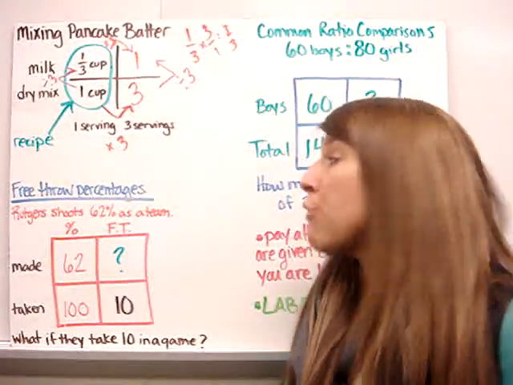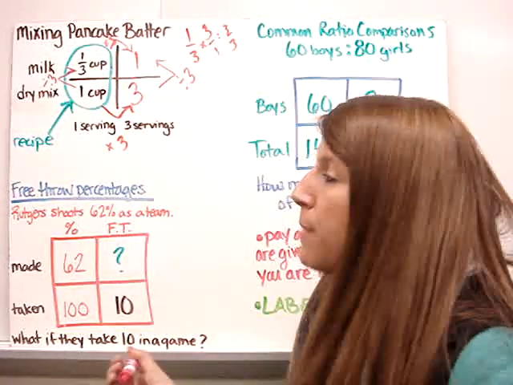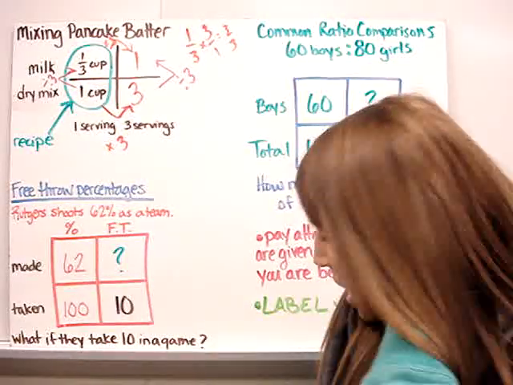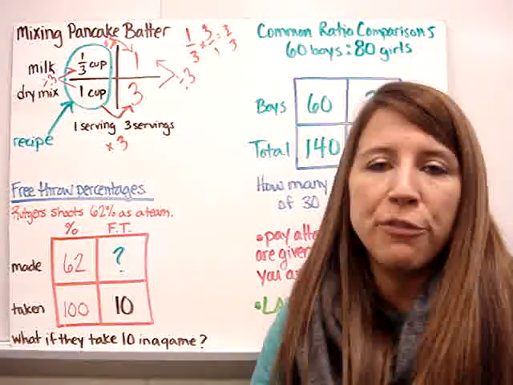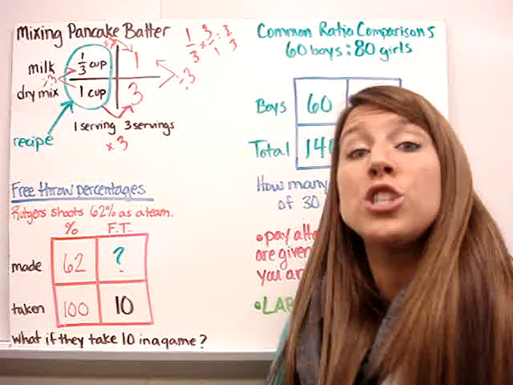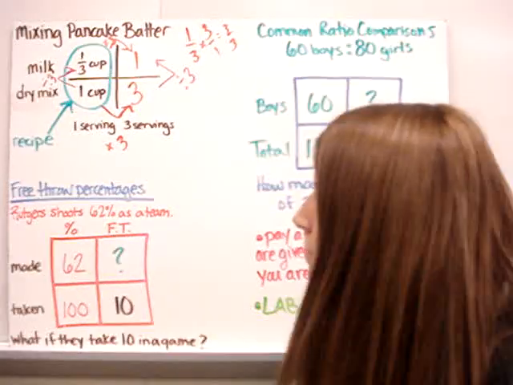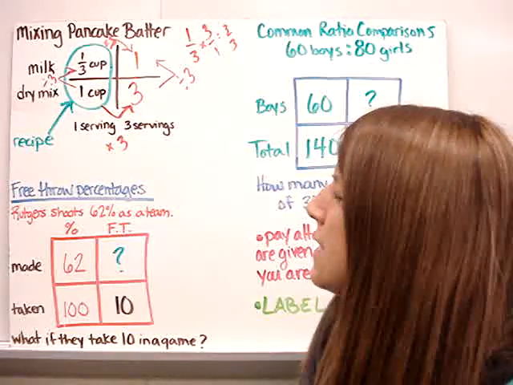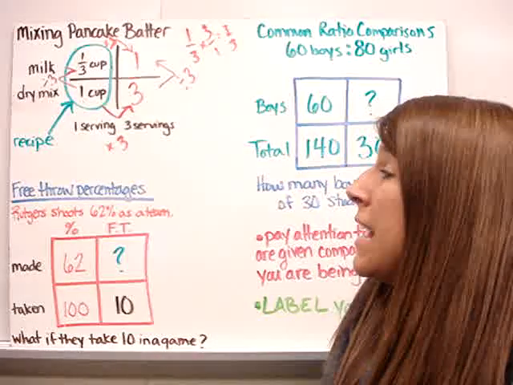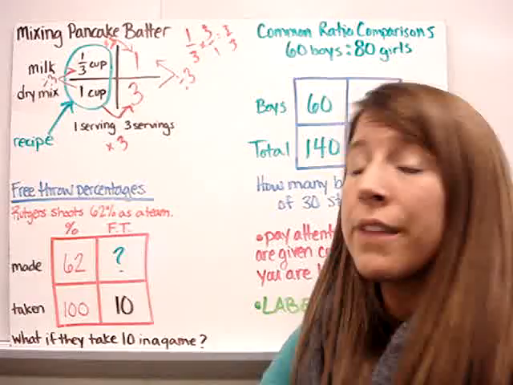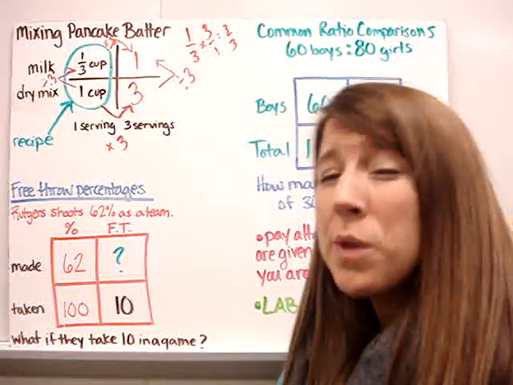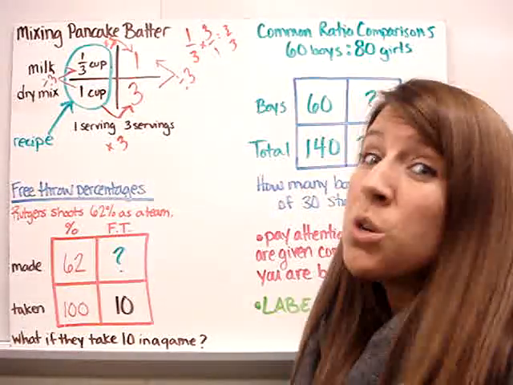What if we're working with free throw percentages? I was just watching a women's basketball game this weekend where Rutgers, they said, was terrible from the free throw line. As a team, they shoot 62%. Yes, that's terrible. Interesting, isn't it? So 62% is a ratio of what they make out of 100. If they were to take 100, we would expect them to make 62 of them.